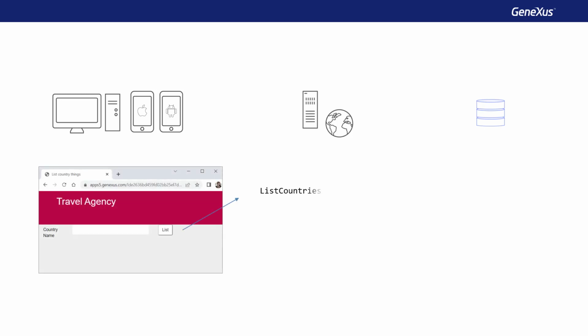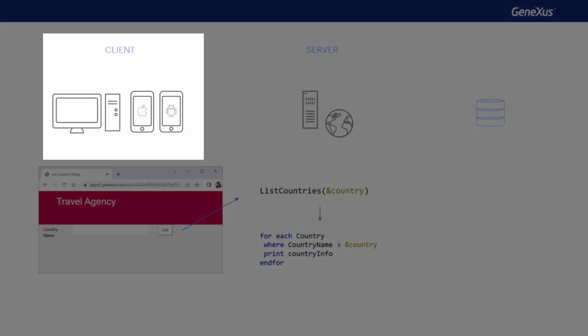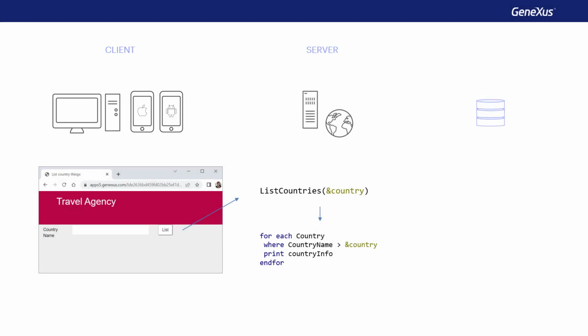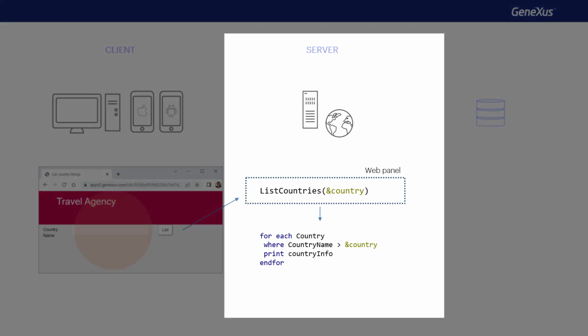To make it clearer, let's think of an application developed for a web environment which has a web panel that calls a procedure to list the countries in the database. The program that commands the web panel is executed on the application server, although it's invoked from the client through the browser. When the user enters a value in the field and clicks the button, the web panel part on the client activates the program on the server. That executes the event code, invoking the procedure, which is also served by that application server.